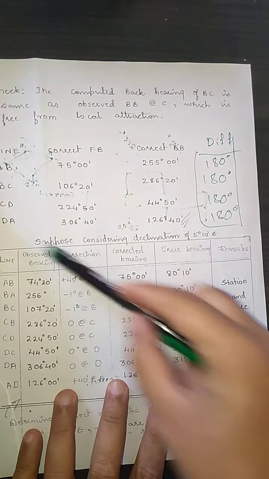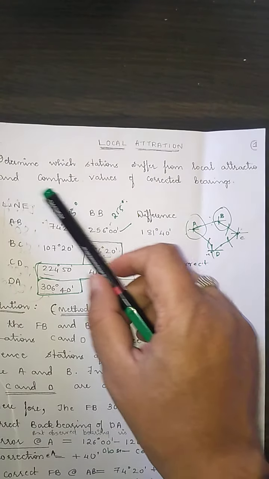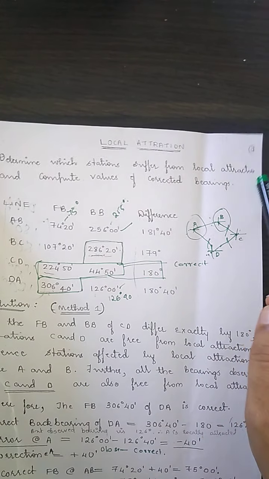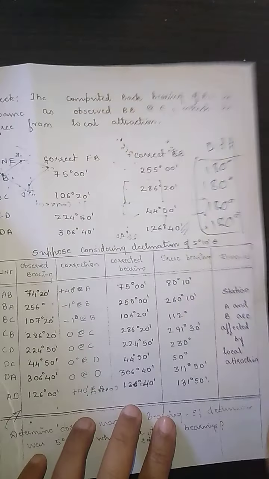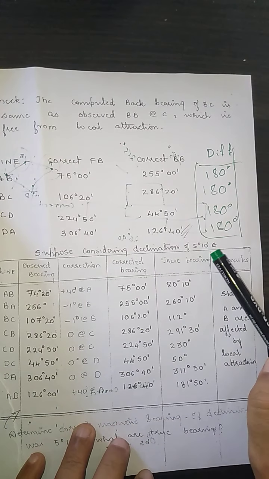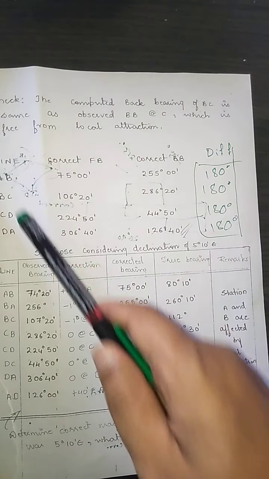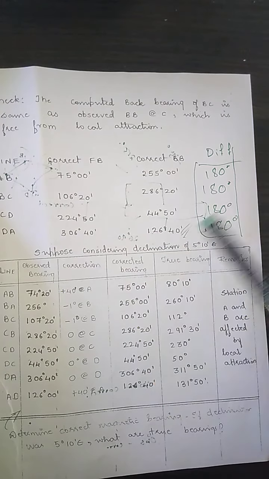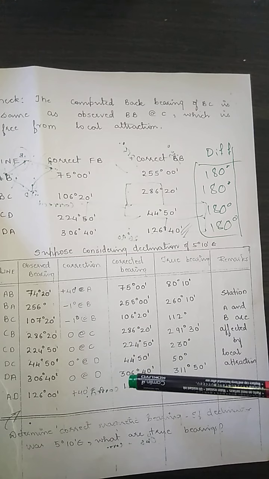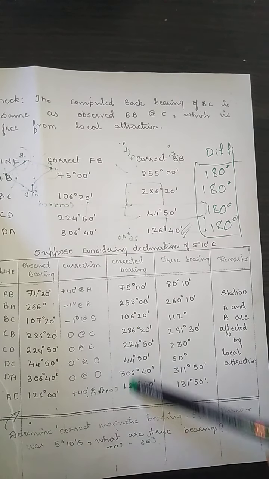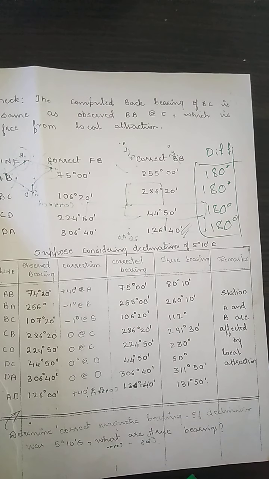Now till this point I have done the corrections. In this problem itself, they may give you, determine which stations suffer from the local attraction and compute the corrected bearings. What they can give you is, suppose, considering the declination is 5 degree 10 minutes east. These are the corrected 4 bearings that you have noted down over here.